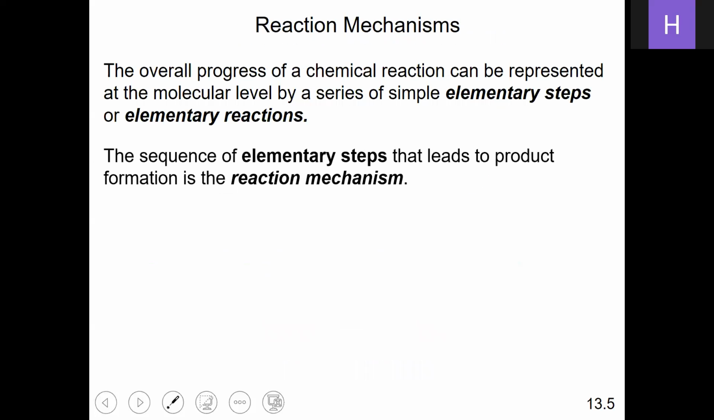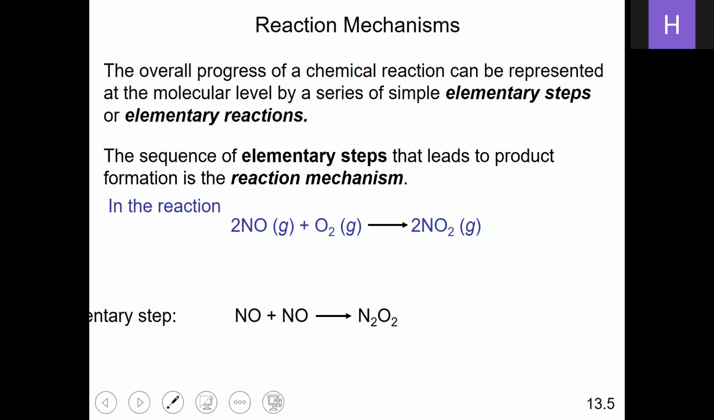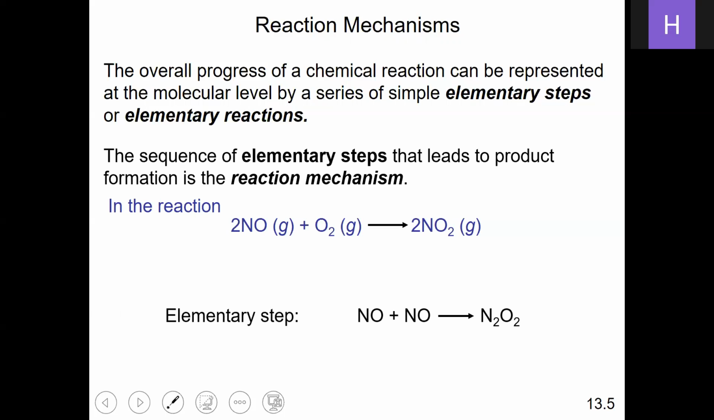So a reaction mechanism is simply a series of elementary steps, a sequence, a compilation of multiple elementary steps. So in this given reaction, it says 2NO and 1O2 get together to make 2NO2. Is it likely that three things collide all at once, especially three gases? Is it likely that three gases collide all at once to form 2NO2? No. This reaction is broken down into a series of elementary steps.